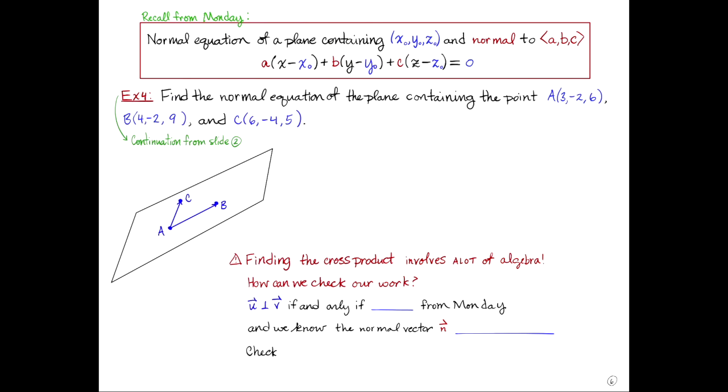In Monday's lecture, we found the normal equation of a plane containing a point and the normal vector, a times x minus x naught plus b times y minus y naught plus c times z minus z naught equal to 0. We're given 3 points. We can use those 3 points to find vectors that lie in the plane.